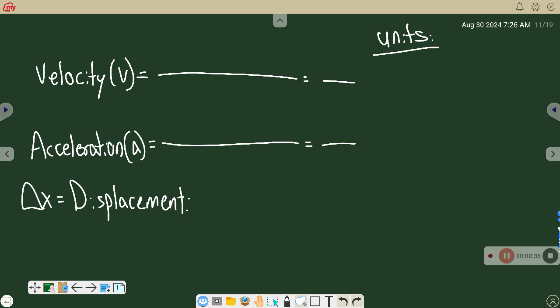So let's get started with some of our big vocab terms. And the first one is going to be velocity. Whenever we talk about velocity in terms of mathematic equations, we're always going to use a lowercase v to represent it. And we've come up with this definition for velocity from the couple of labs we've done so far, that velocity is just an object's change in position over change in time.